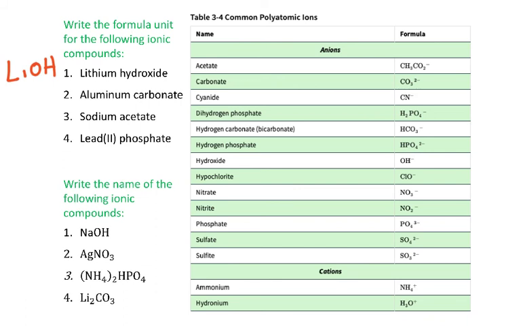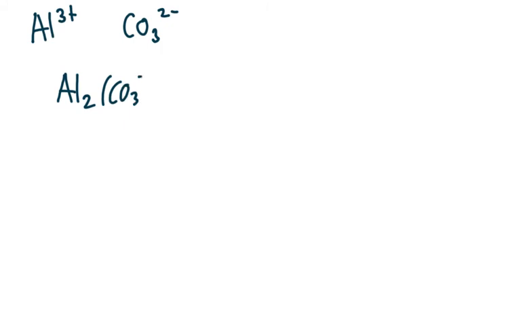Okay, welcome back. Aluminum carbonate. So here's carbonate, CO3 with a 2-. I need more room. So we have Al3+ and CO3, charge -2, put it together, and we get this: Al2(CO3)3.